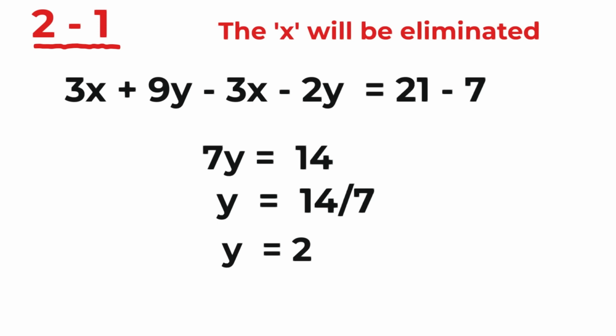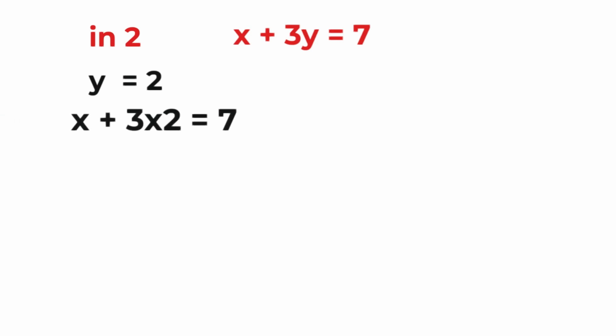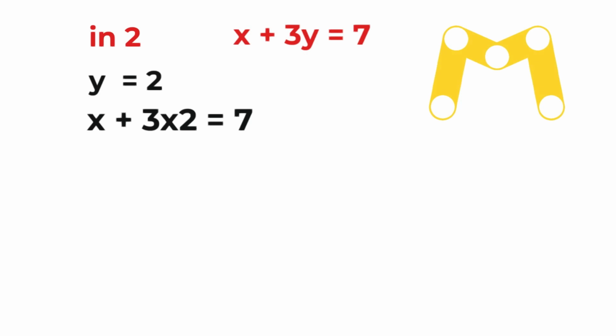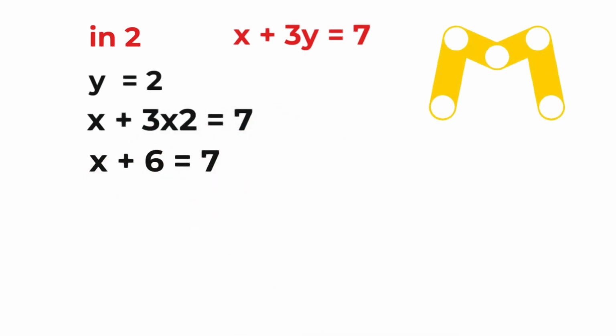Taking the y value, y equals 2, we can plug that into one of our equations. So we've decided to put it in equation 2. So here's equation 2, x plus 3y equals 7. Remember, y is equal to 2. So we're going to put that instead of the y next to the 3. So x plus 3 times 2 equals 7. And so that gives us x plus 6, which is going to be equal to 7.